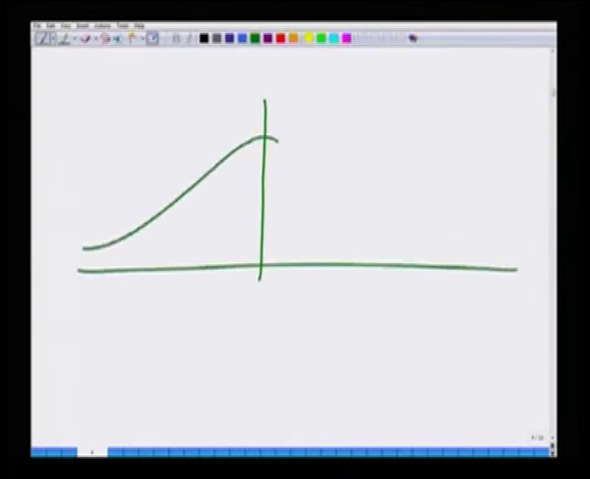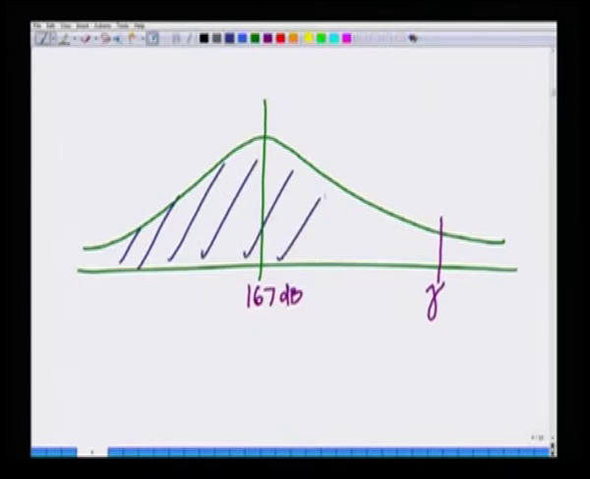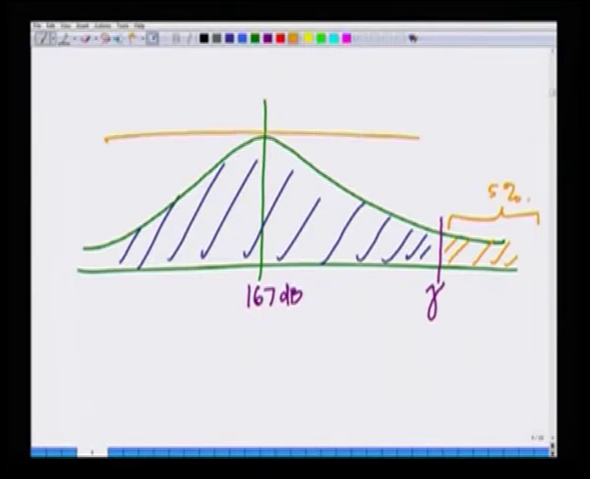We are saying that our distribution looks like this, where the median path loss is 167 dB, and we want to compute this threshold gamma such that most of the time our observed path loss, with this probability, is less than gamma, and with this small probability it is greater than gamma. This probability is nothing but 5%, and 95% of the time it is less than this threshold gamma.